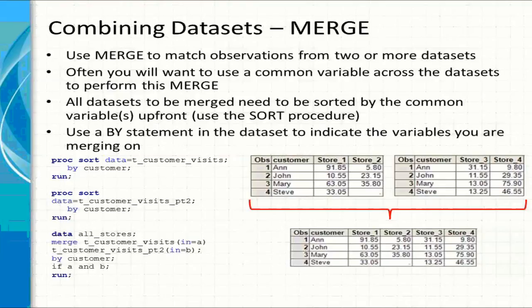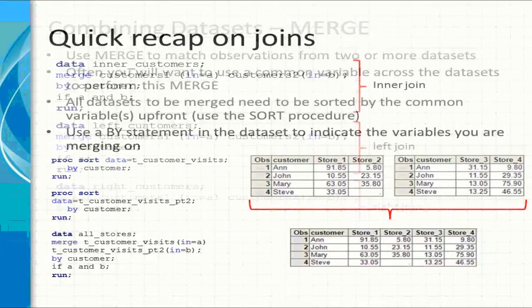Now, a merge. You should use merge to match observations for two or more data sets. You will often want to run this merge on a common variable across the data sets. It's very important that they are sorted by the common variables, so use the sort procedure up front, and use a by statement in the data step to indicate the variables you are merging on. In this case, you've got proc sort, so you sort the two data sets, and then you're creating an all_stores data set, which is coming from merging t_customer_visits with t_customer_visits_part2 by the customer variable, and what you get is what you see there, where those two data sets both get merged.